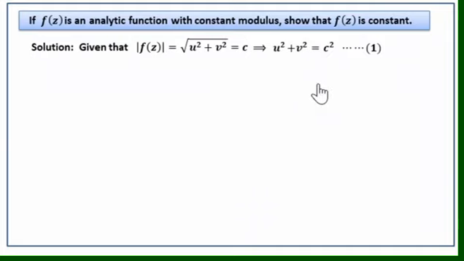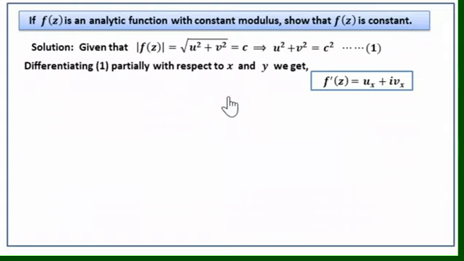Okay, next we need to prove that f(z) is constant, and first we will prove that f dash of z equal to 0. If we prove that f dash of z equal to 0, then integrating we get f(z) equal to constant. But what is f dash of z? We have f dash of z is equal to ux plus ivx. Formula for f dash of z is ux plus ivx. To get the ux and vx, we differentiate equation 1 partially with respect to x, then with respect to y.